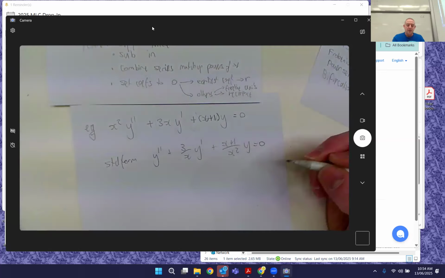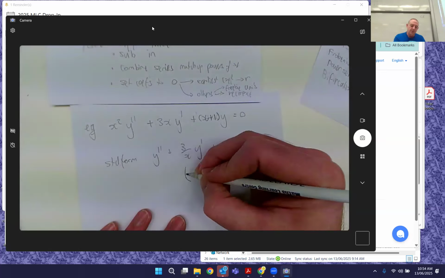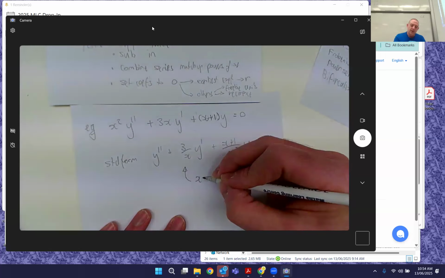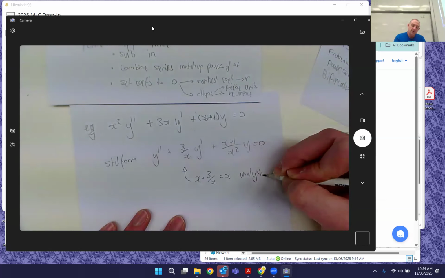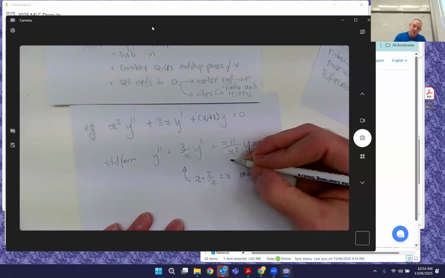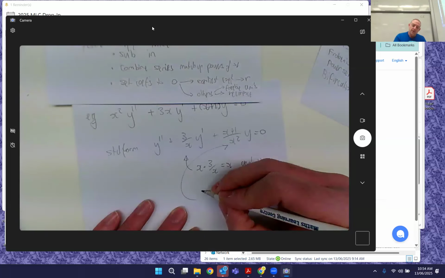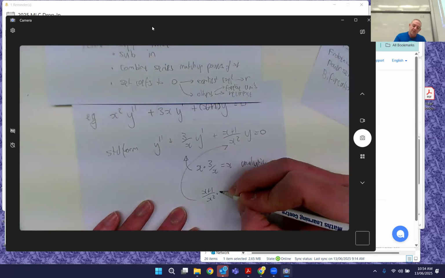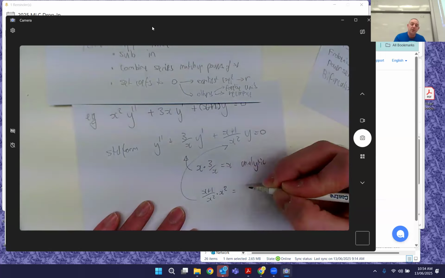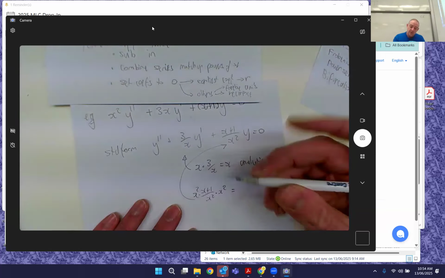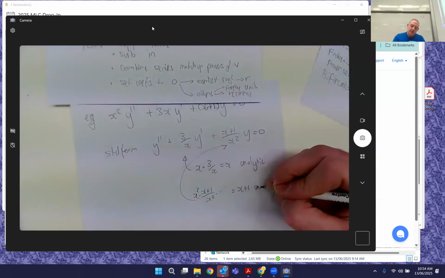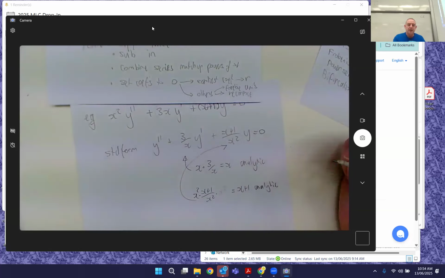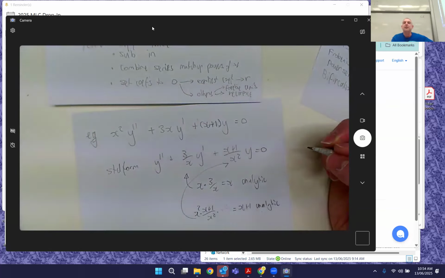Like that. And so I have that this one, x times 3 on x is x, which is analytic. And this one, x plus 1 on x squared times x squared. Sorry, I put it not in the right order again. Here we go. Is x plus 1 analytic, but both of these are not analytic. So that's a problem.